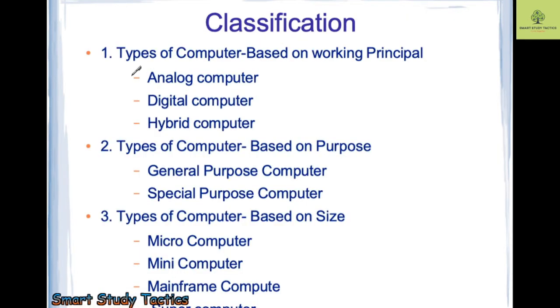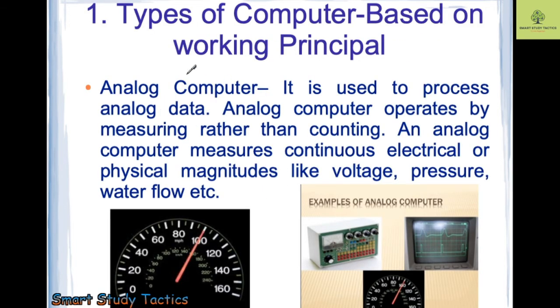Let's begin with the types of computer based on the working principle. As we have discussed already, I'm going to elaborate on them only. First we are going to talk about the working methods. Analog computers. As you can see in this image, it is the odometer. You can see it in your bikes and cars.